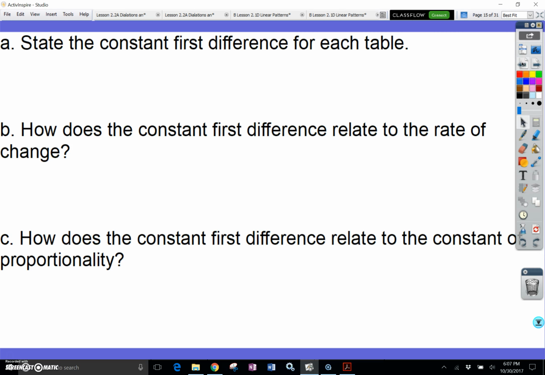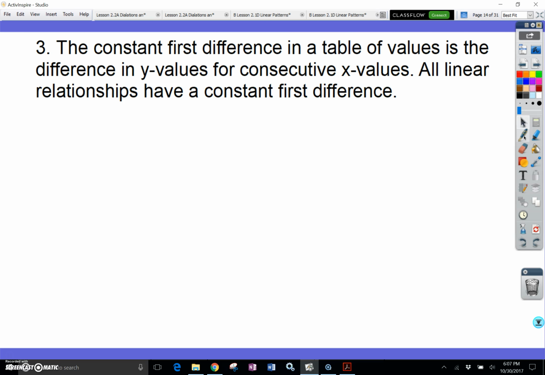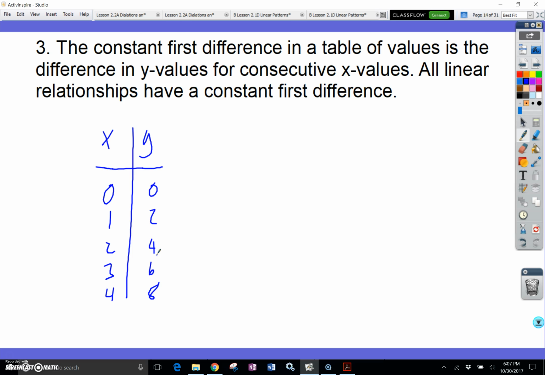It says, state the constant first difference of each table. Now this is talking about the table of Oliver and Sarah. So I'm going to redraw these. We had x and y, and Oliver's table looked something like this. So it was 0, 2, 4, 6, 8. Now what a constant first difference is, we're going to look at this definition. In a table of values it is the difference. Remember, difference is the answer to a subtraction problem. In y values for consecutive x values.